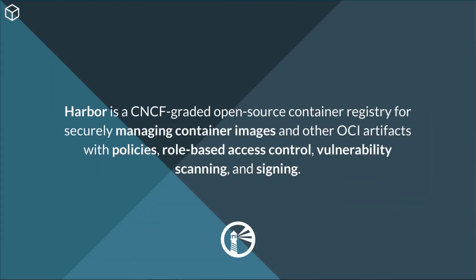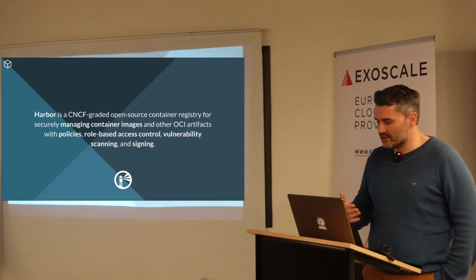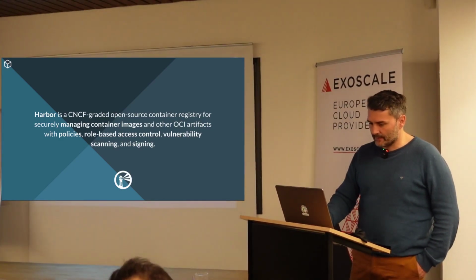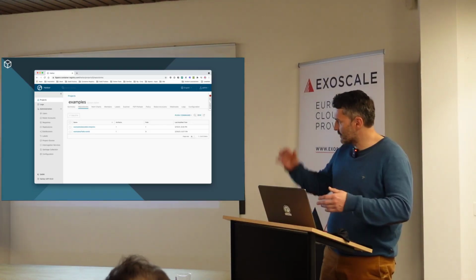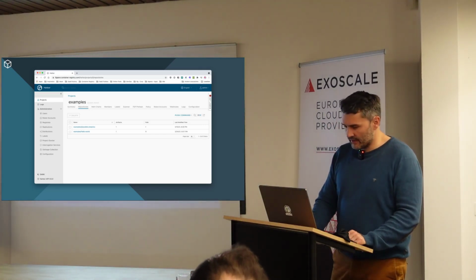Harbor is a container registry at its heart, so it does everything that every other container registry does as well. But it adds a few functionalities on top, like policy, role-based access management, vulnerability scanning and signing. So it's not a registry just for storing images, it's more a thing to manage container images, right? So this is how it looks. It even has a UI and a REST API. You can have multiple projects. You have configuration. So nothing really special about that.